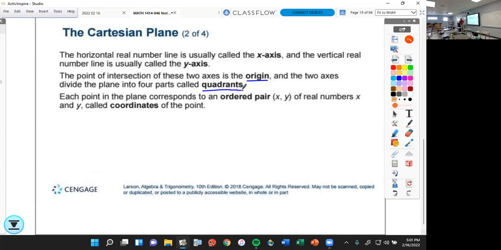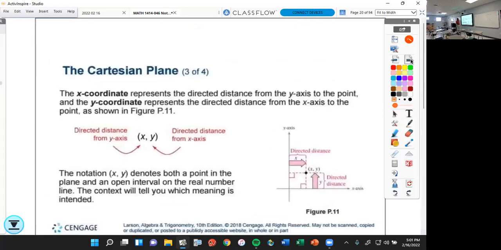Each point in the plane corresponds to an ordered pair, x, y. And x comes before y alphabetically. So don't forget that. When you're plotting points, we move in the x direction first and then the y direction. It's called an ordered pair because there are 2 numbers, x and y. So the x-coordinate represents the directed distance from the y-axis. So from your starting point, from your origin, the x value is going to tell you to go either to the right or to the left. Positive numbers go to the right, negative numbers to the left.